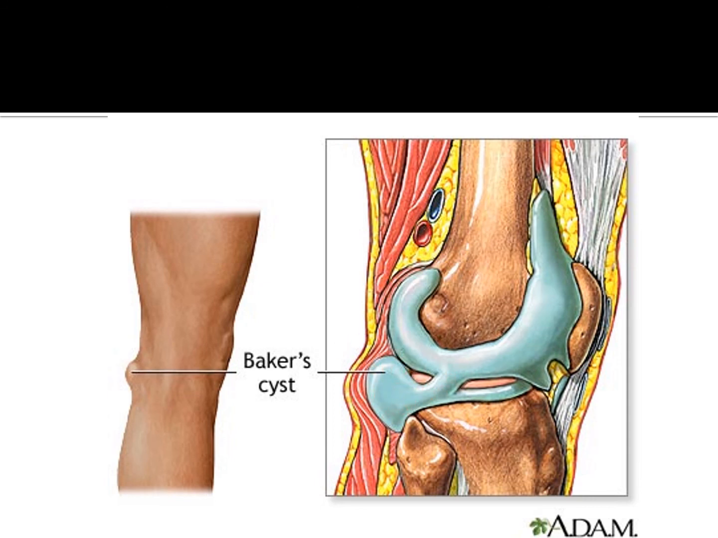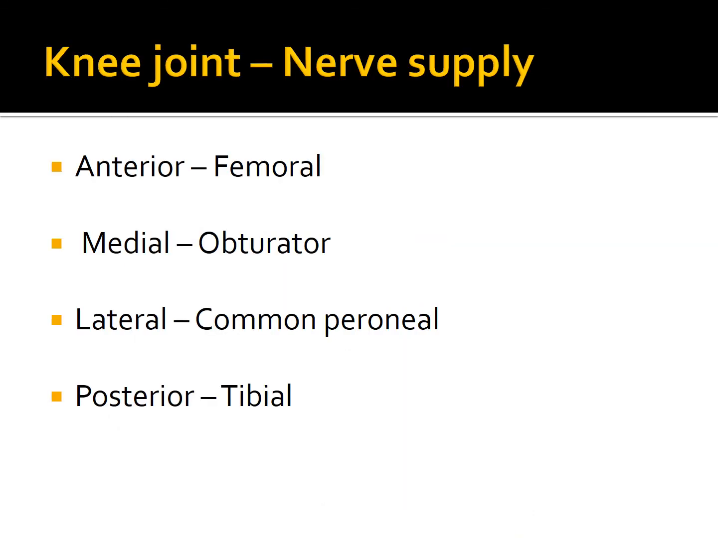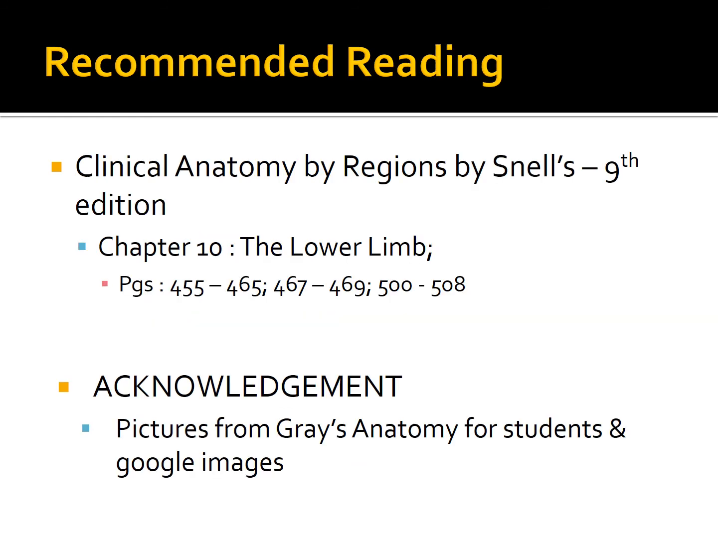The nerve supply to the knee joint follows Hilton's law: the nerves which supply the muscles that help in the movement of the joint also supply the knee joint. So here you can see on the anterior aspect it's by the femoral nerve, medially by the obturator, laterally by the common peroneal, and posteriorly by the tibial nerve, which is a branch of the sciatic nerve.